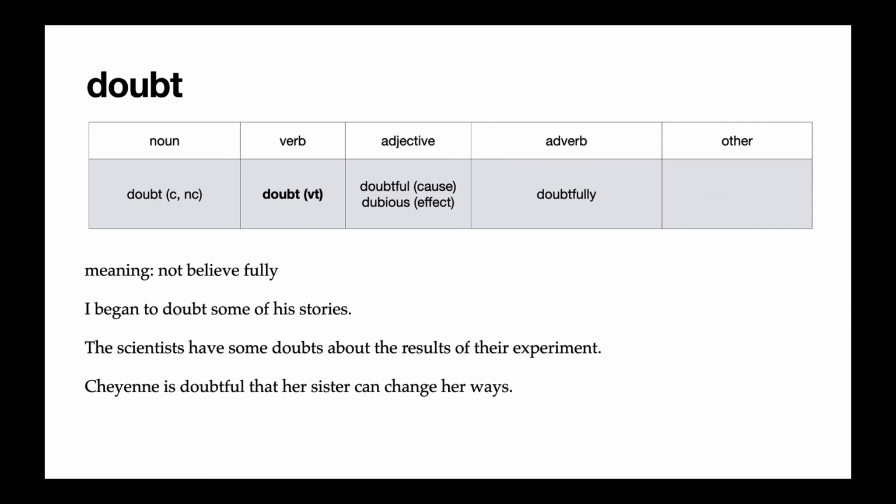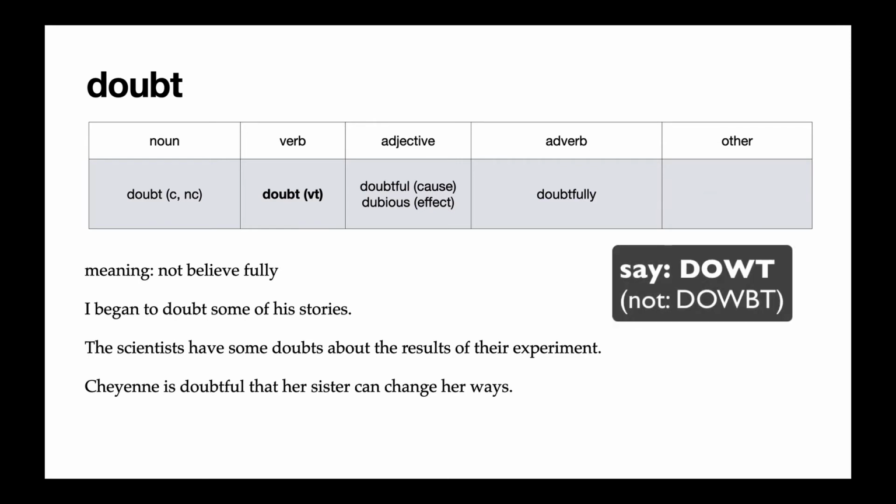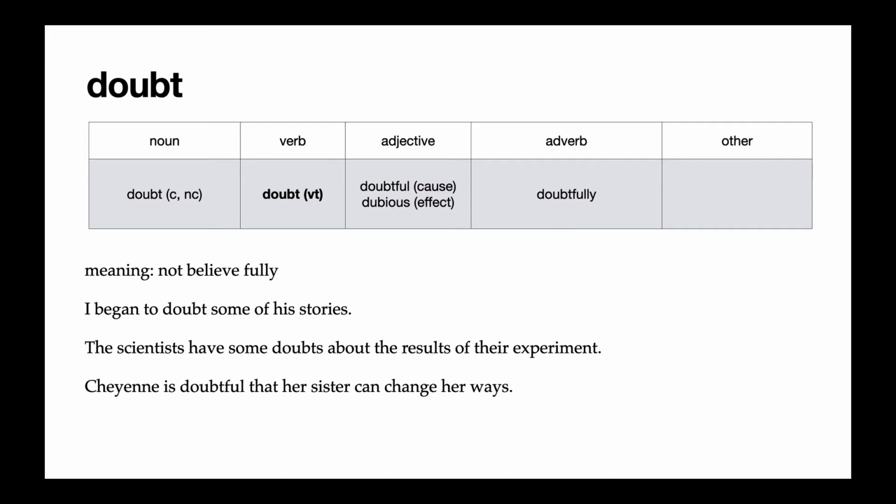Next, we have a transitive verb, doubt. Now, notice that when you pronounce this word doubt, the B is silent. So we don't say doubt with a B, we just say doubt, like there's no B. So doubt means that you don't believe someone. Maybe you believe them a little bit, but there is part of you that doesn't believe them. So in the story, I said I began to doubt some of his stories. That means you don't really believe that the stories are true.